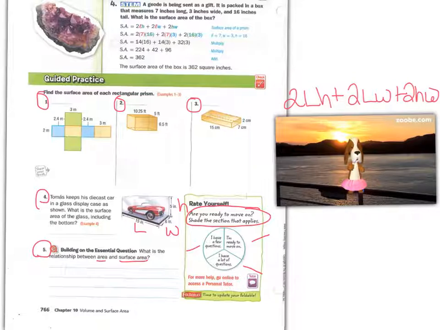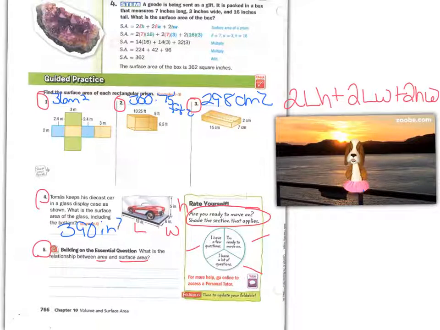What a beautiful sunset. Before I head off to sleep, let me give you the last answers. You've been working so hard on this. For problem 1, it's 36 meters squared. For problem 2, 300.75 feet squared. For problem 3, 298 centimeters squared. For number 4, 390 inches squared. For number 5, surface area is calculated for a 3D figure, it's the sum of all the areas of the faces. Don't forget to rate yourself.